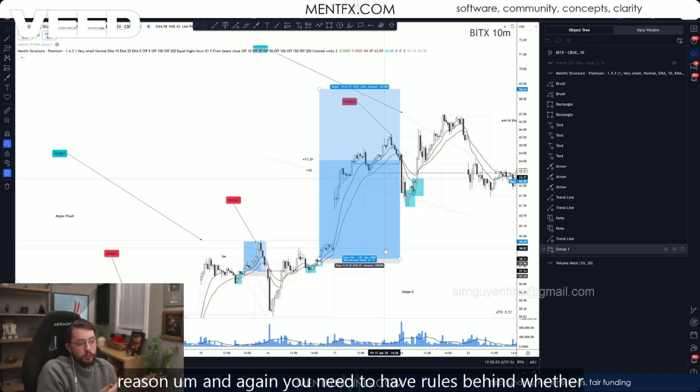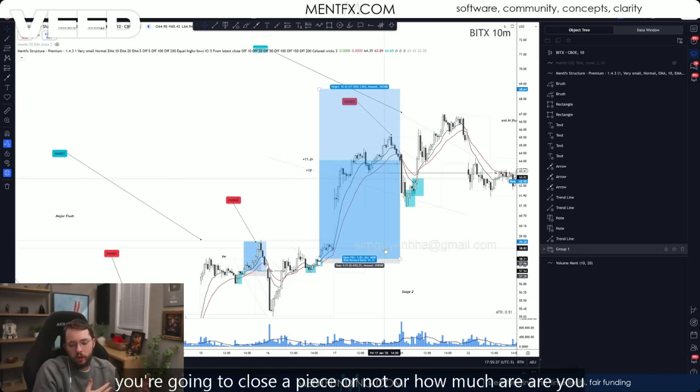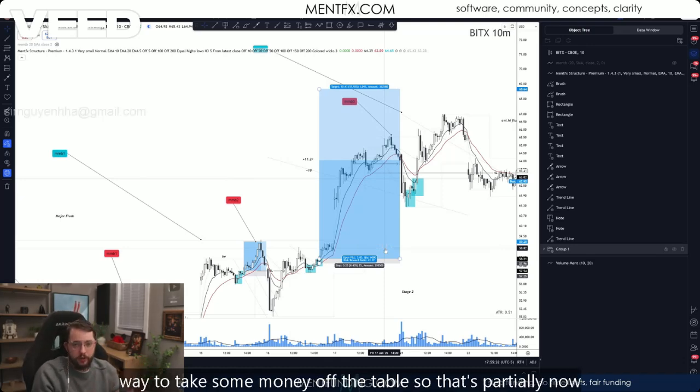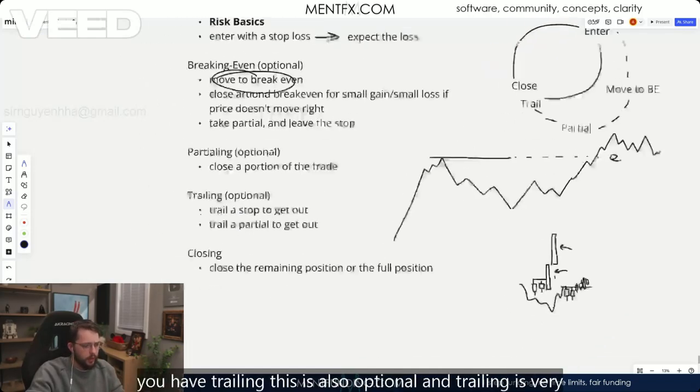And again, you need to have rules behind whether you're going to close a piece or not, or over how much RR you will close a piece or not. But it's a way to take some money off the table. So that's partialing. Now you have trailing.